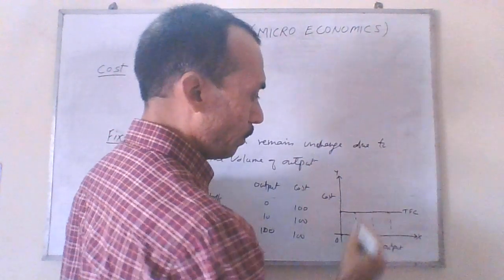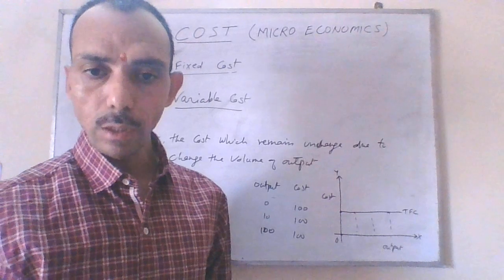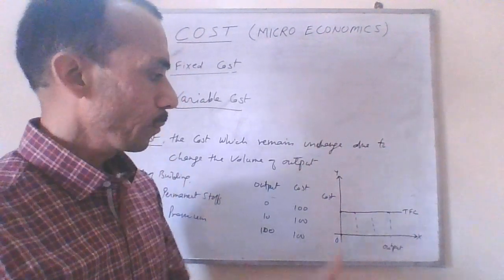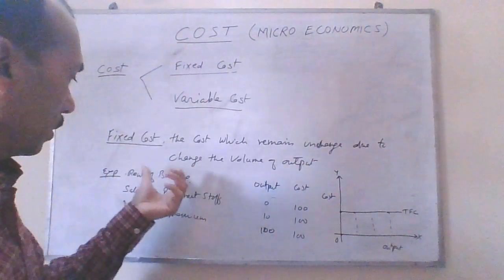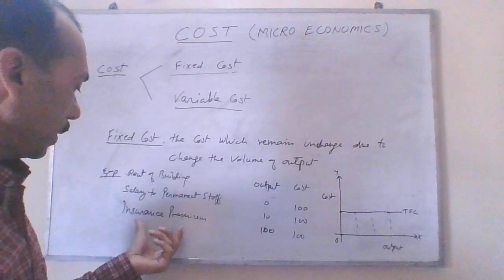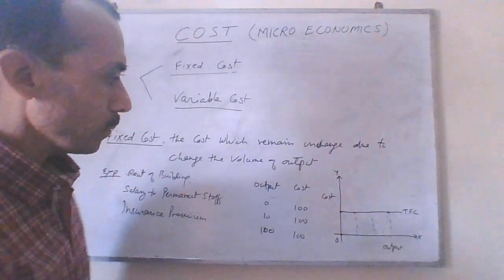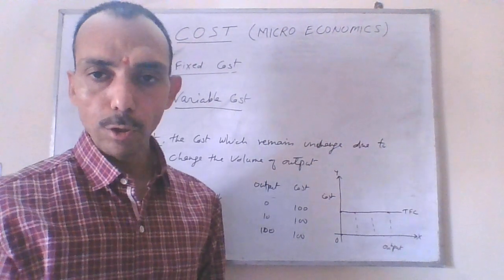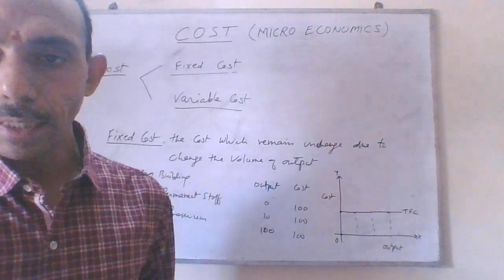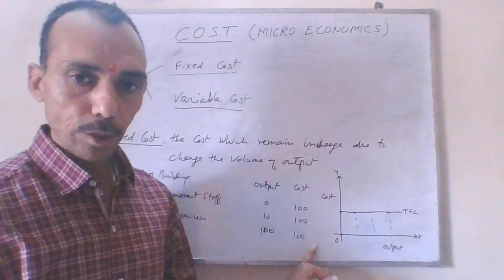So we can say fixed costs are those costs which remain unchanged due to change in the volume of output. Examples are rent of building, permanent salary to staff, and insurance premium, and there are lots of other examples. Fixed costs are also known as indirect costs. Why indirect costs? Because they are not related to the production.